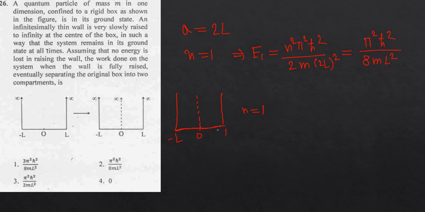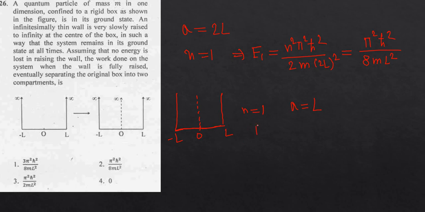Okay. Now assuming that no energy is lost, कोई energy lost नहीं हुई है, the work done on the system when the wall is fully raised. तो अब जब ये वॉल रेज हुई है तो उसके बाद एनर्जी क्या है? तो अब ये दो बॉक्सेस बन गए हैं, -L to 0 and 0 to L. So now the length of each box is L.